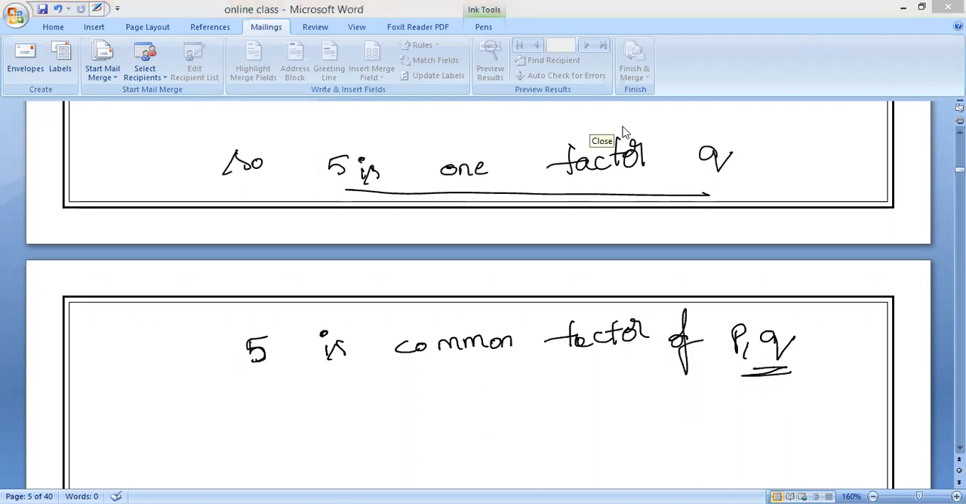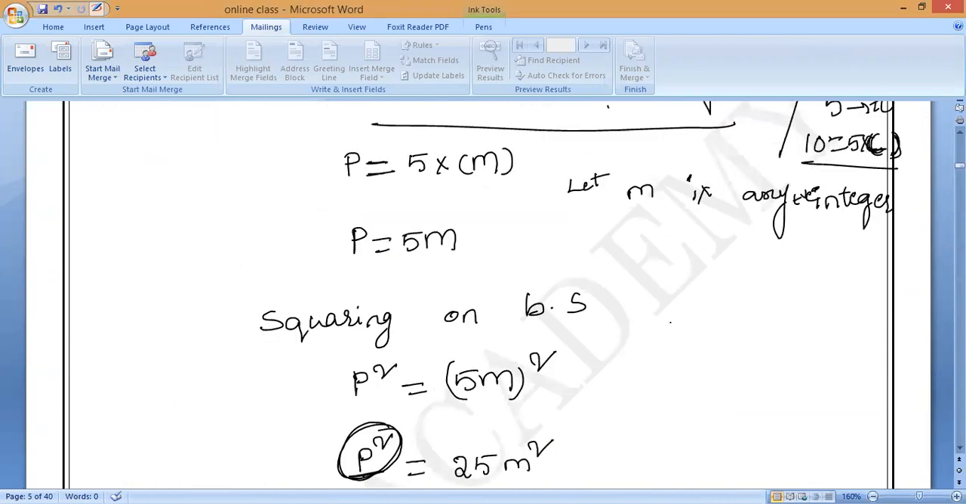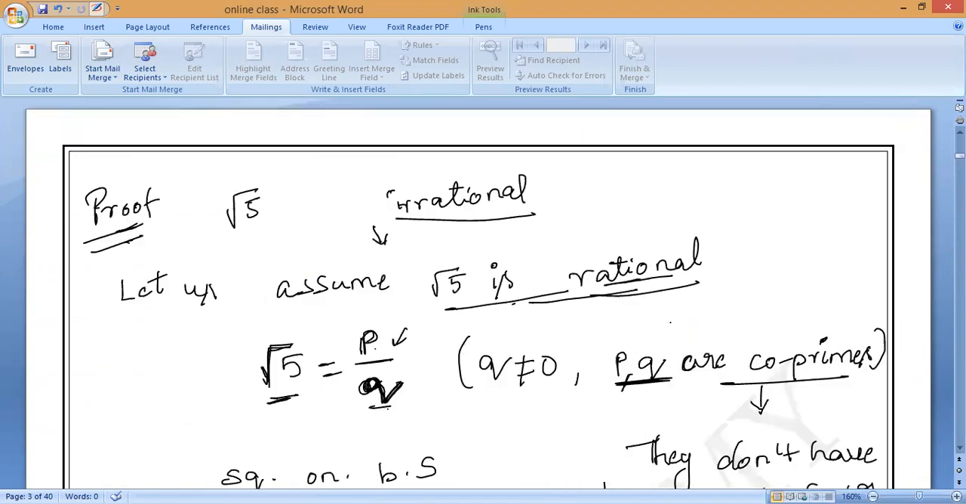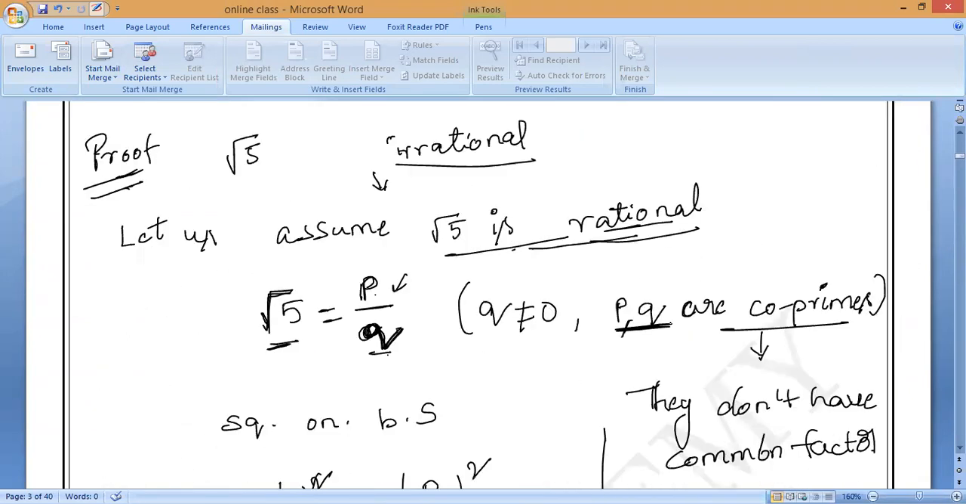Okay, Kevin, I will explain. 5 is the common factor of p and q. What is our assumption? Our assumption is that root 5 is a rational number, with p and q co-primes. Co-primes means they don't have a common factor, correct? But here we get 5 as a common factor of p and q.